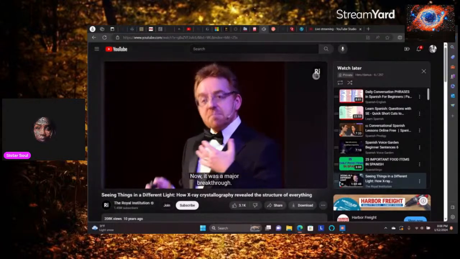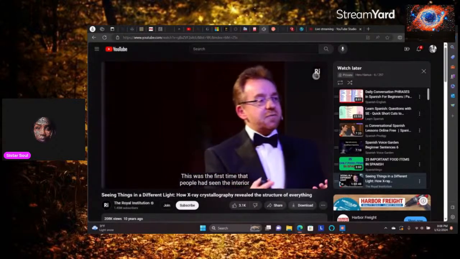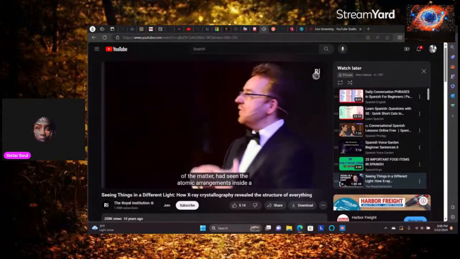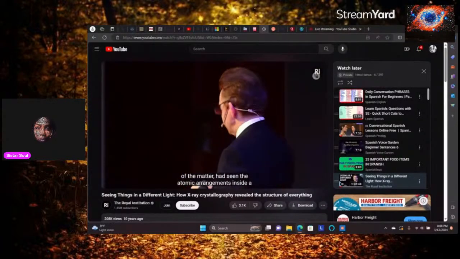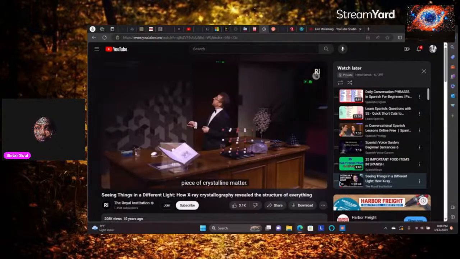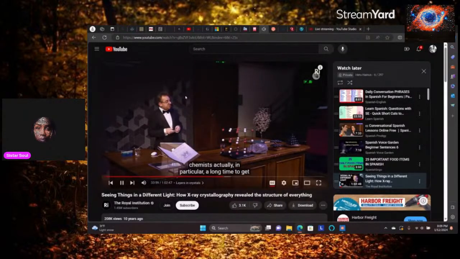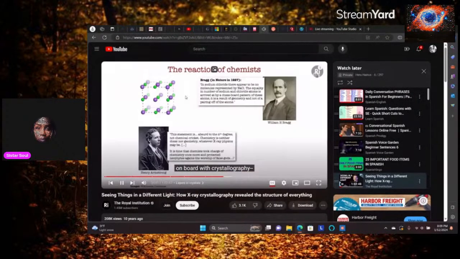Now, it was a major breakthrough. This was the first time that people had seen the interior of matter, had seen the atomic arrangements inside a piece of crystalline matter. However, it didn't please everybody. And it took the chemists, in particular, a long time to get on board with crystallography.